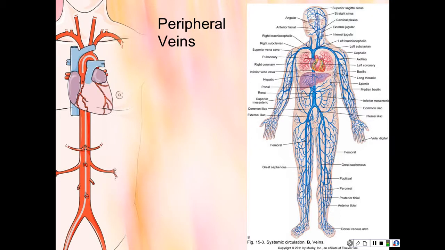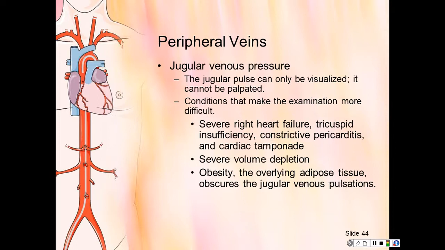Peripheral veins: the veins are the blue ones, and the veins are returning everything back to the heart. Realize there's a jugular vein pressure, and the jugular pulse can only be visualized, it cannot be palpated. That's how you differentiate between the jugular vein and the carotid. How I find the jugular vein the easiest is I go on the clavicle, go in about 2 inches, on the most lateral part of the clavicle, and then run up the neck. When I go up the neck, you're going to see a flush on the jugular vein. Makes it easy to find.